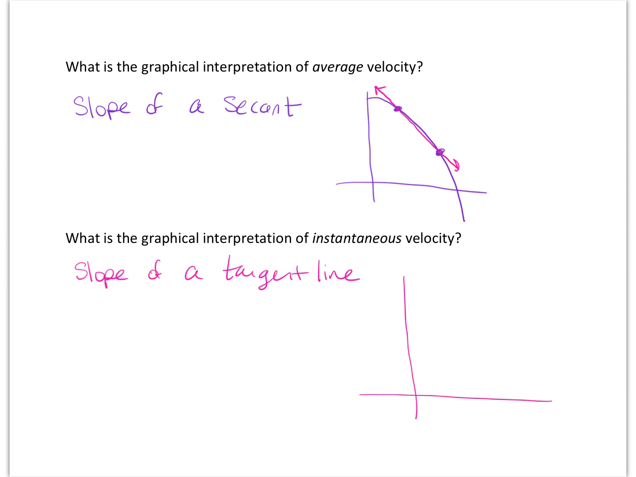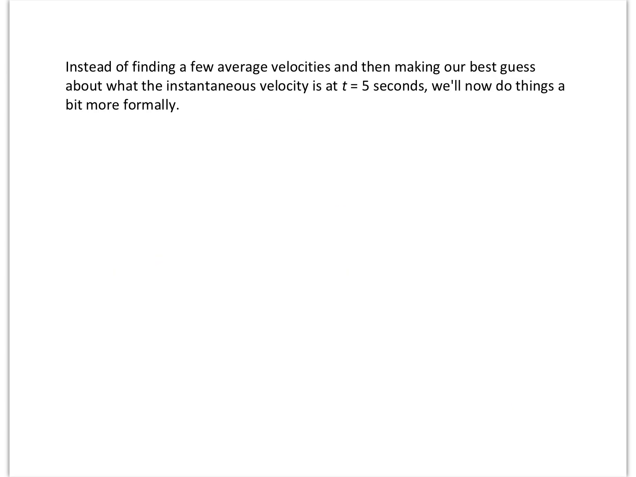So I'm going to draw a picture of it, like what we were just doing. This is the point of interest. The instantaneous velocity at that point is the slope of the tangent line. It's when you take a smaller and smaller time interval where you move this point closer and closer and closer to the point at t equals 5, there's a moment where these 2 points merge, right? And then what you're drawing is a tangent line to the curve. All right, so instead of finding a few average velocities and then making our best guess about what the instantaneous velocity is at t equals 5 seconds, we guessed it was -49 based on the values that we had GeoGebra calculate for us.